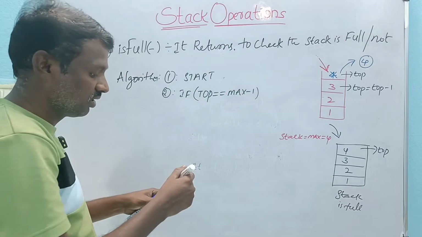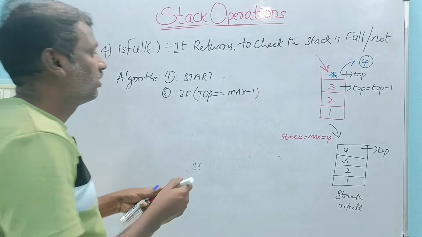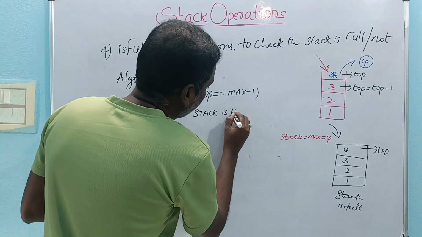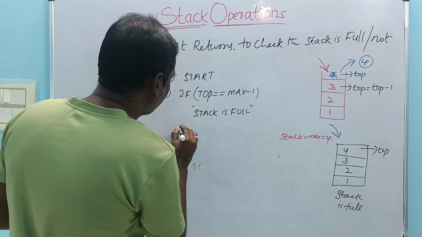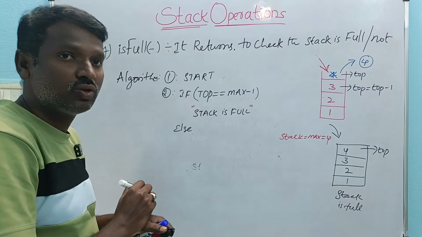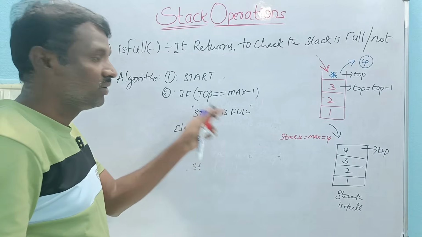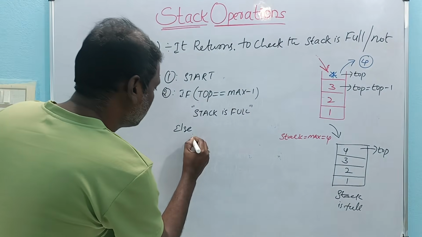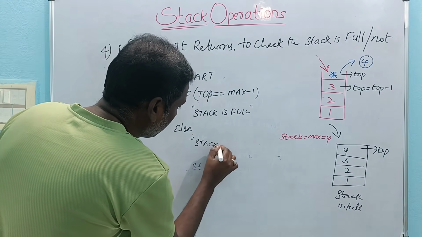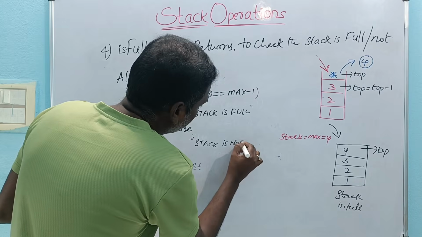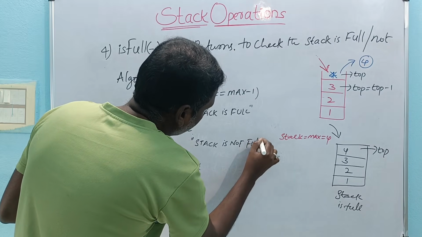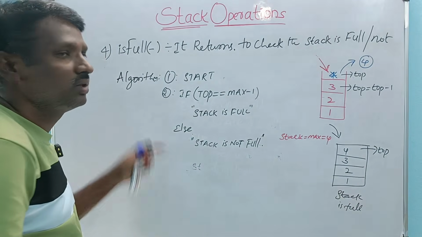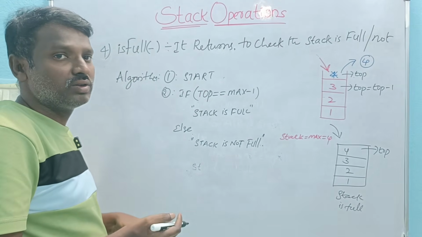If top equal to max minus 1, the stack is full. Otherwise, the else part will be executed. What happened? If the stack has some space, at that time the stack is not full. Stack is not full. So this is a simple discussion about the isFull operation in stacks.